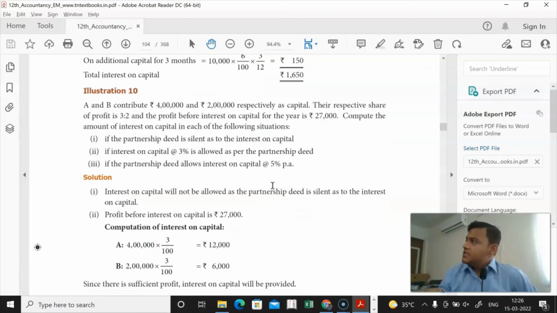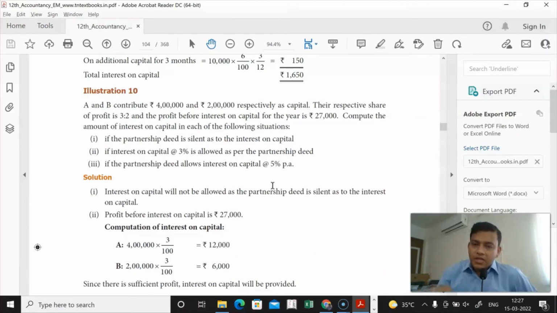Okay, we'll get into the next illustration. A and B contribute 4 lakhs and 2 lakhs respectively as capital. Their respective share of profit is 3:2 and the profit before interest is 27,000. Compute the amount of interest on capital in each of the following situations. If the partnership deed is silent as to the interest on capital. So if the partnership deed is silent, what do we have to do? No interest on capital will be allowed. So we will just say interest on capital will not be allowed as the partnership deed is silent as to the interest on capital.